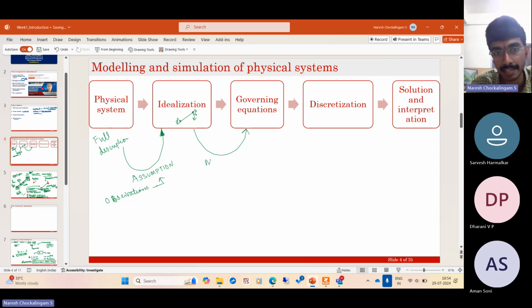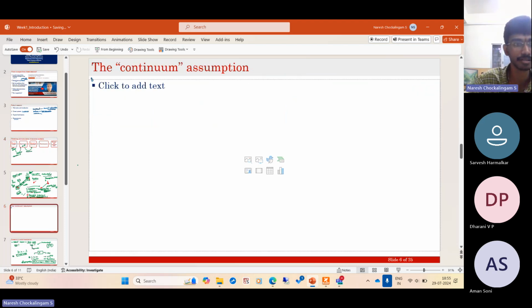So here we use mechanics, right? So coming to this. Yeah, here now this is also a good place to talk about the continuum assumption. I can do that.